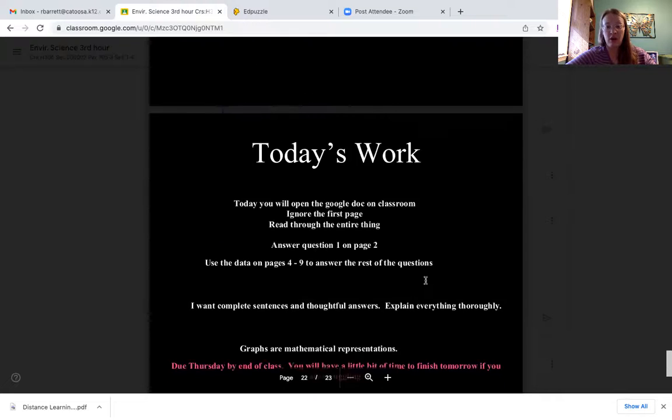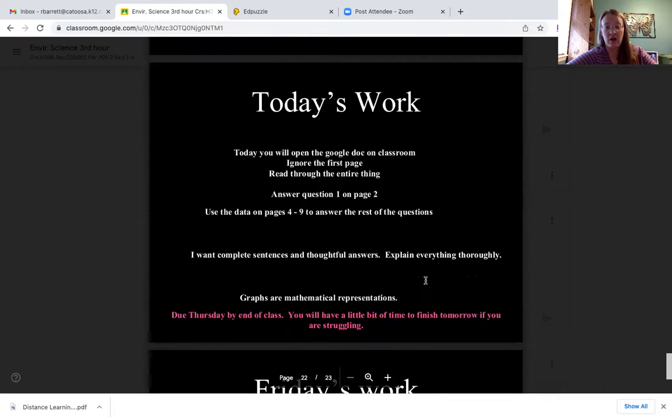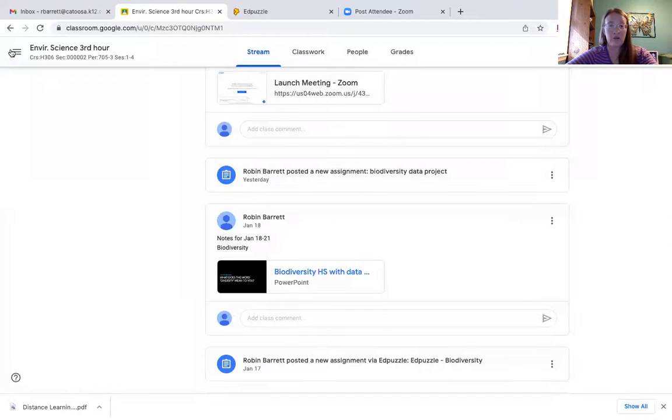Thursday. Here's your bell work. It says you'll open the Google Doc on Classroom, ignore the first page, read through the entire thing. Answer question 1 on page 2. Use the data on pages 4 through 9 to answer the rest of the questions. I want complete sentences and thoughtful answers. Explain everything. All right. So I'm going to back out of this and we're going to go open that up.